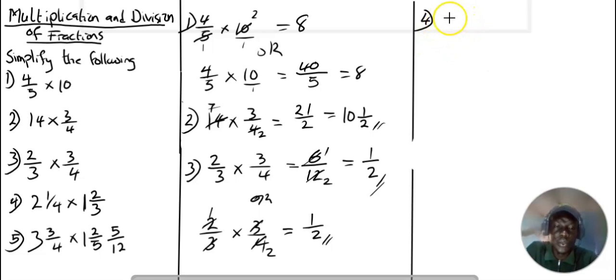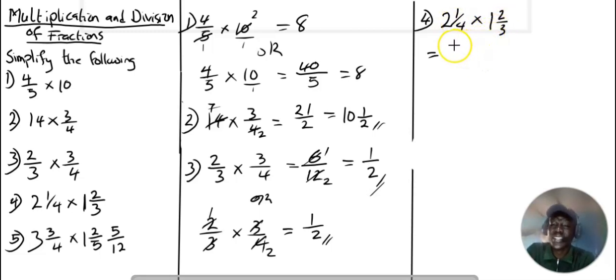The fourth one here, we have 2 whole number 1 over 4 times 1 whole number 2 over 3. This is equal to 2 times 4. You have to change this. These are mixed numbers, 2 whole number 1 over 4 and 1 whole number 2 over 3. They are both mixed numbers.